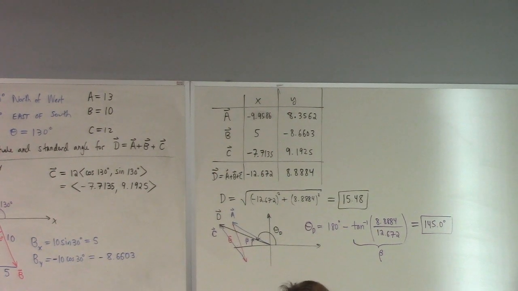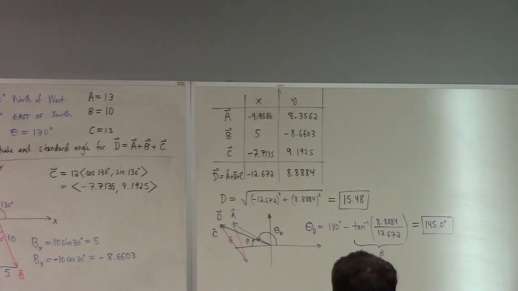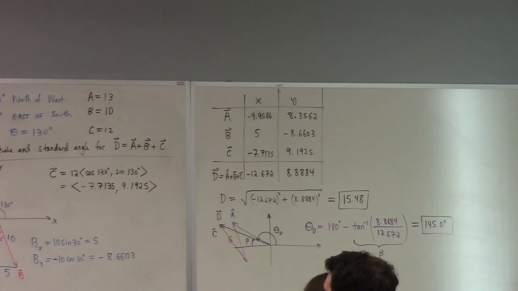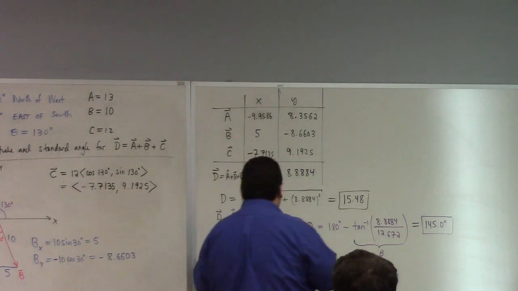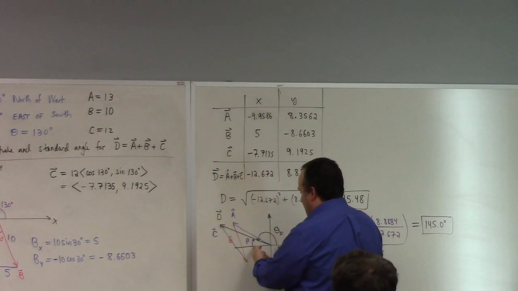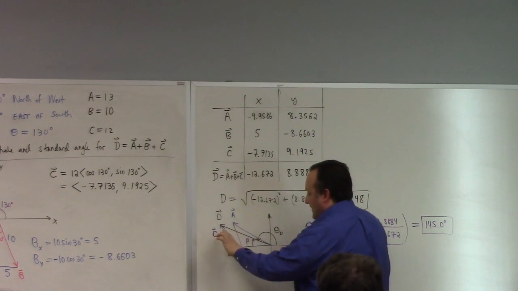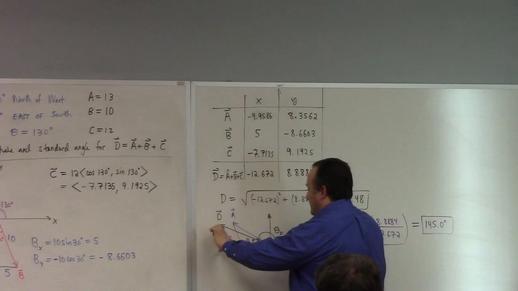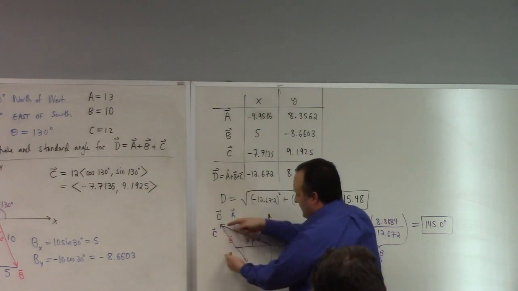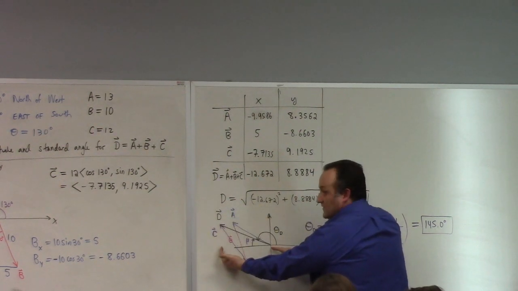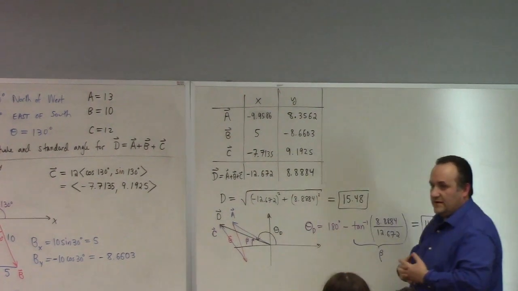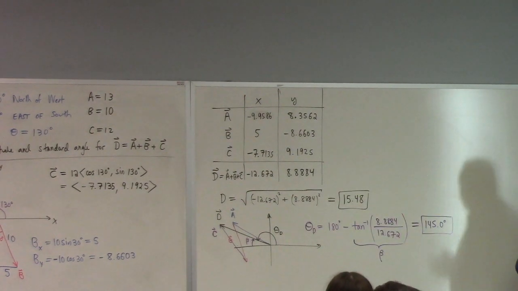So how come we don't use the negative sign? We omit the negative sign for the x value when calculating theta sub d again? I'm just using trigonometry. What I'm saying is that the total angle is 180 degrees, but I'm less this acute angle here. To find that acute angle, I simply think about the right triangle that has side lengths, vertical length 8.84 here and 12.672 there. So it's just trigonometry.